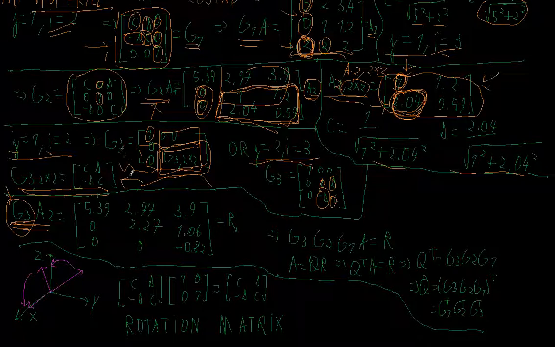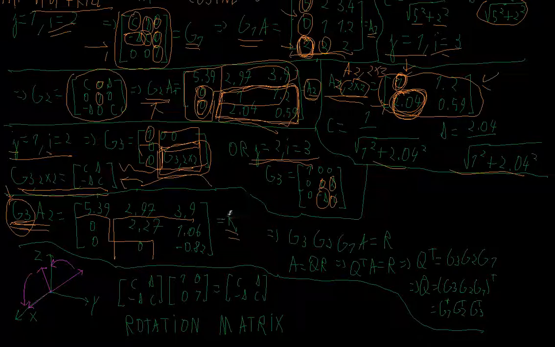And so if we do that, well, everything outside the submatrix didn't change. We have still a 5.39, 2.97, 3.9, 0, and 0. The elements outside here, they didn't change. But inside the submatrix, you have now 2.27, 0, 1.06, and negative 0.82. Okay, and this is now our upper triangular matrix R.